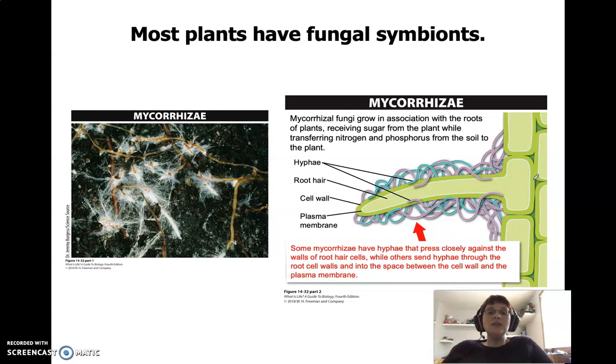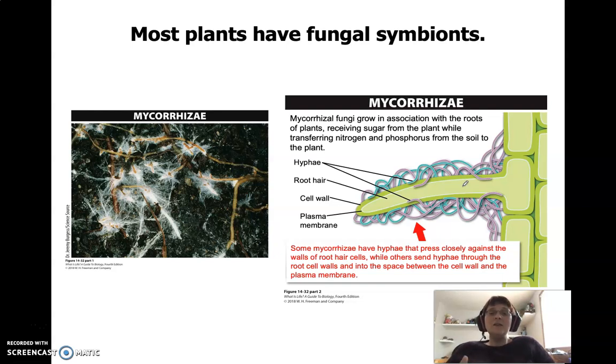In return, the plant sends out to the fungus extra sugar. So the sugar that they make via photosynthesis, they'll send that sugar out to the mycorrhizae. So these fungi are going to get fed by the plant. They're going to get sugar, and in return, they give the plant the nutrients of nitrogen and phosphorus that they need, which is kind of cool.